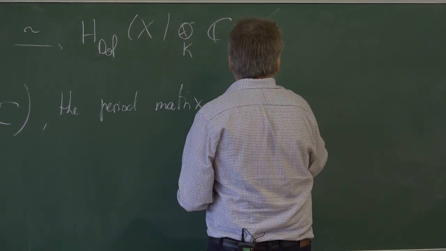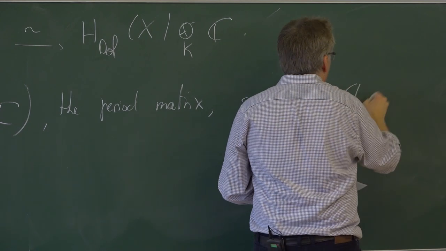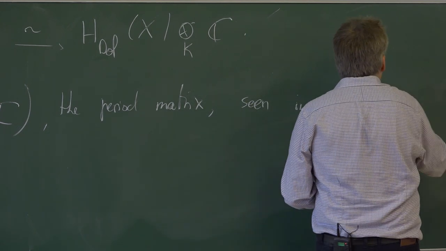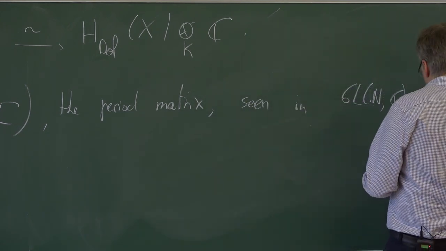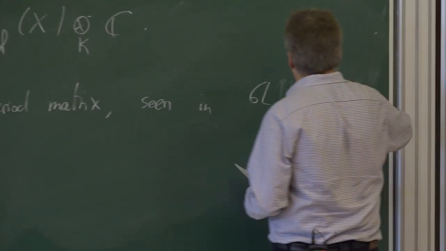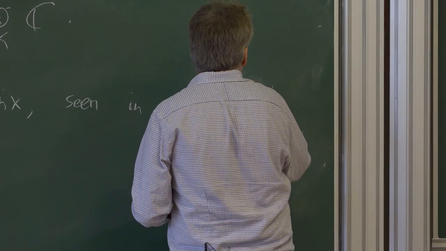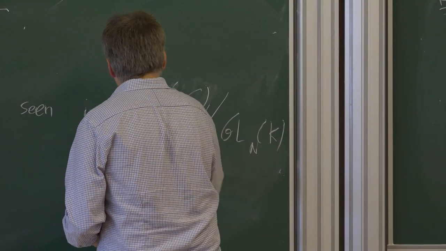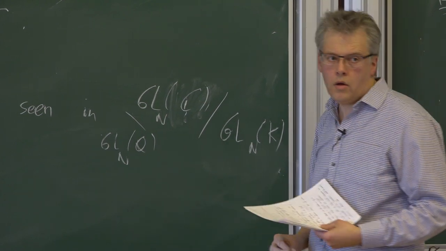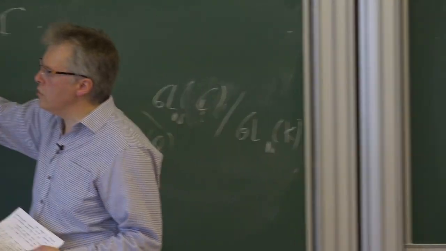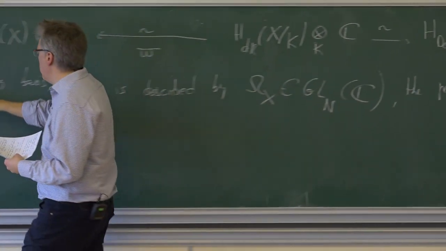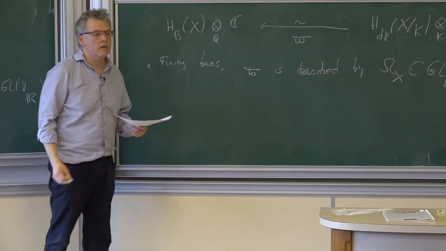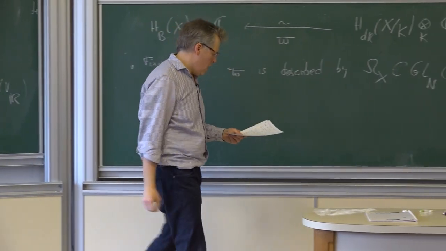And you can see it in GL_N(C). It's intrinsic, but not in GL_N(C). It's intrinsic in GL_N(K) mod GL_N(Q). But right now I'm concentrating on the left side. I will go back to the right side after that.